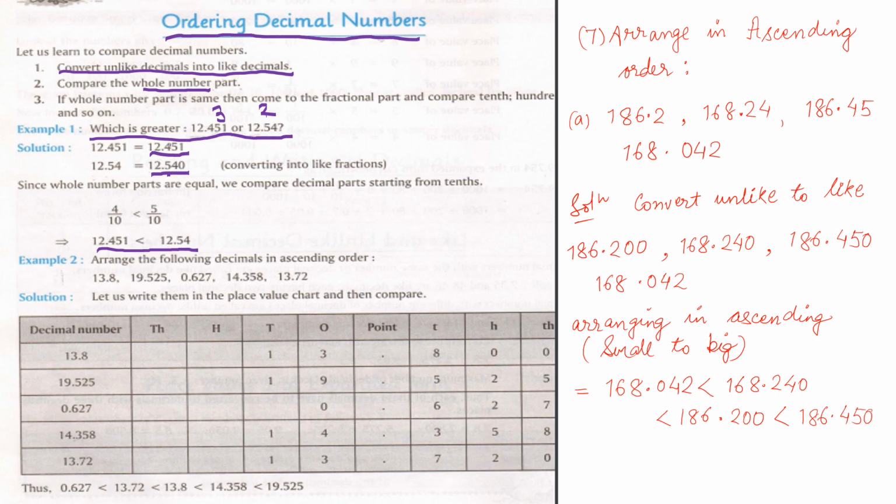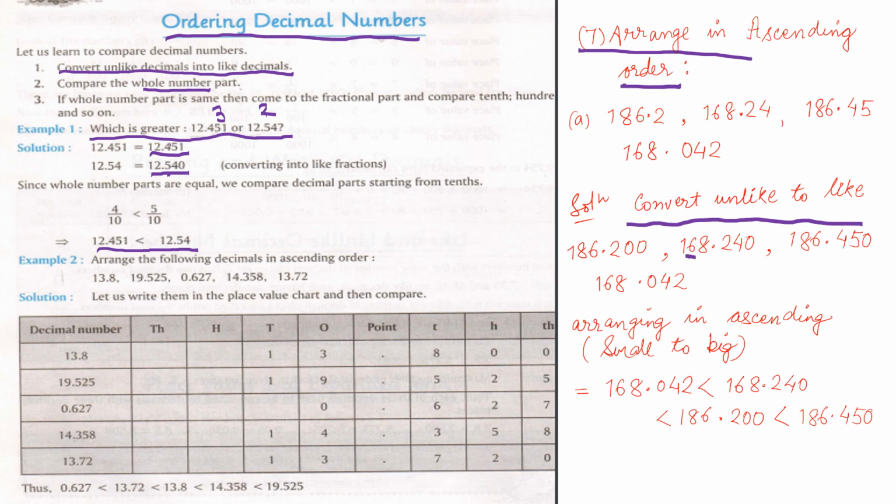Now arranging the decimals in ascending order. I have done a question from your exercise, arrange in ascending order. I hope you know what ascending order is. Ascending order is arranging from smaller to bigger number. So first we will write the numbers, then we will convert unlike to like, and then we will start the comparison. So when I converted, I got the numbers as 168.200, 168.240, 186.450 and 168.042. So which one is the smallest here?